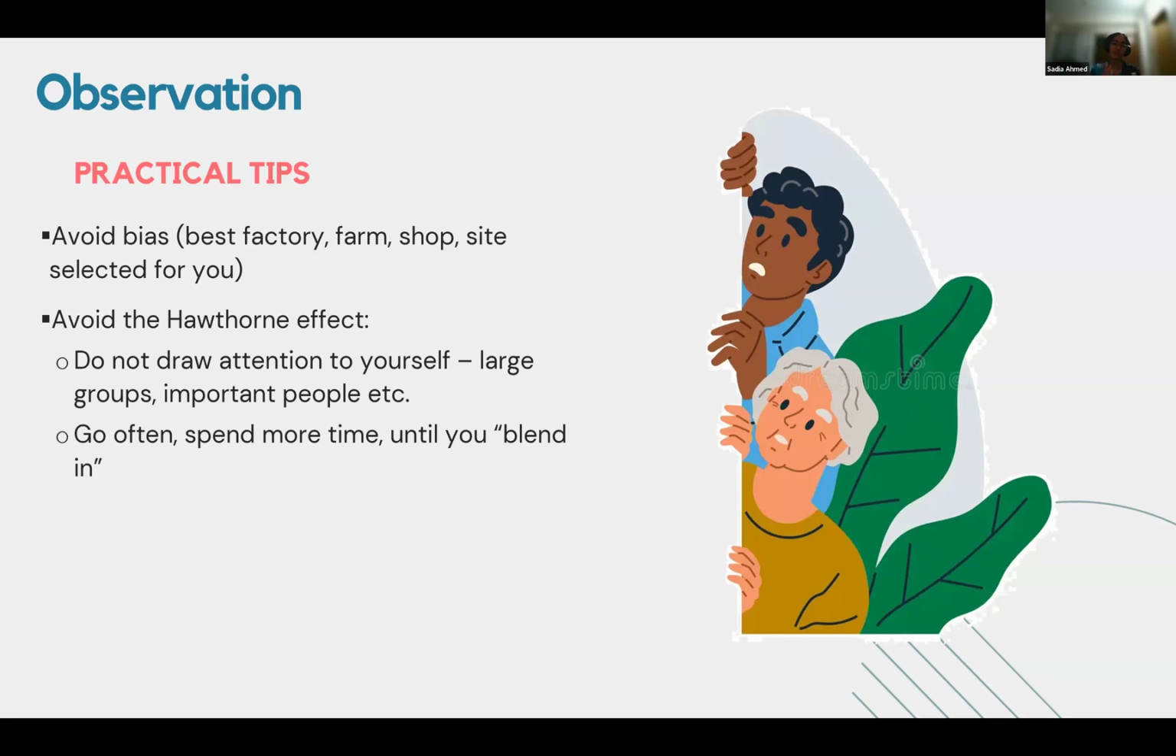The reason was basically that people knew they were being watched and they wanted to do things better to show that they were very good. That's where productivity increased automatically, just because they were being observed. This is a problem that you face as an observer. Now, to reduce that, one of the things you can try to do is not draw attention to yourself. Large groups, important people, and so on.